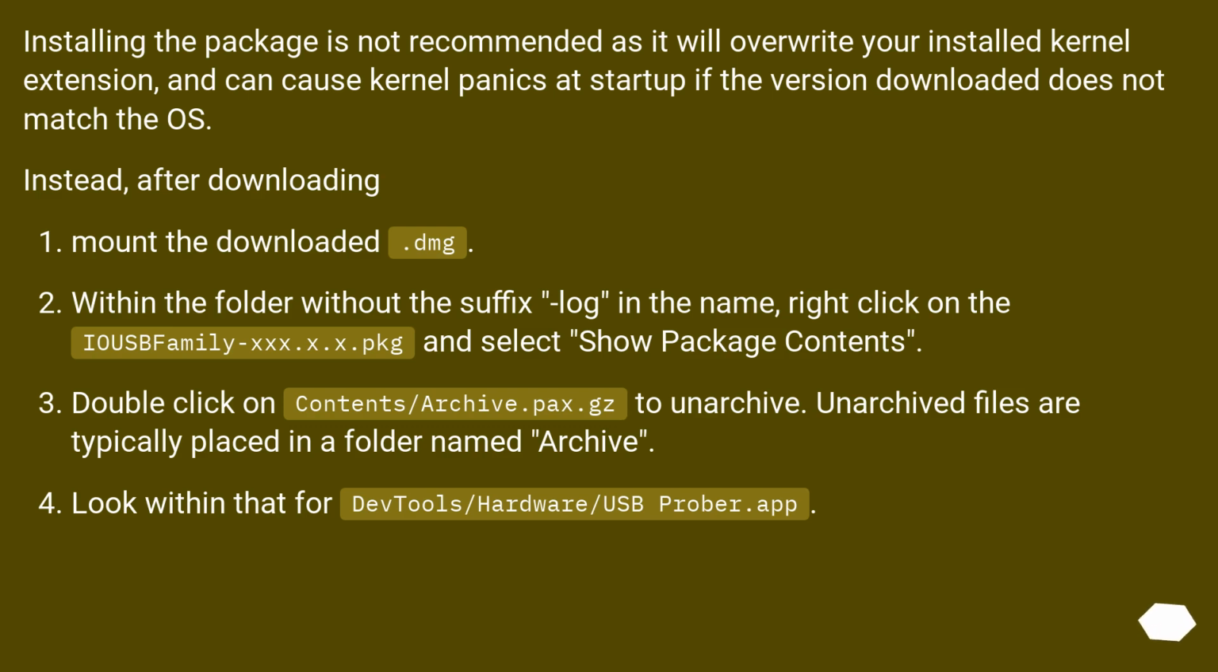Instead, after downloading, mount the downloaded .dmg. Within the folder without the suffix log in the name, right-click on the KernelDebugKit30.x.x.pkg, and select Show Package Contents. Double-click on Contents/Archive.pax.gz to unarchive. Unarchived files are typically placed in a folder named Archive. Look within that for DevTools/Hardware/USBProber.app.